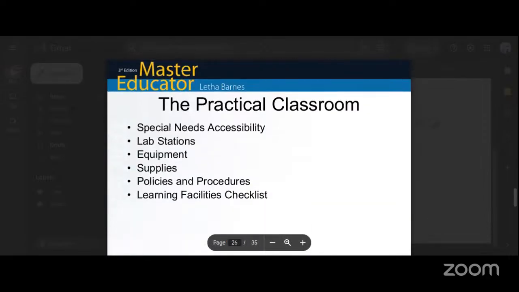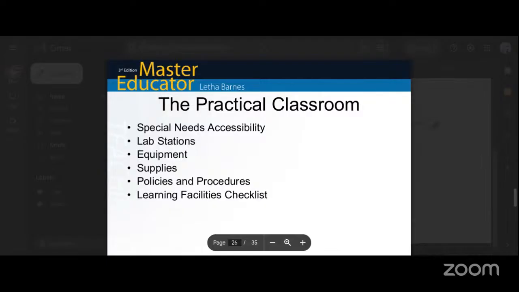Look at the practical classrooms, special needs accessibility. The special needs accessibility would be wheelchair. Someone may have to pull up a chair as they work. That's a special need. Or somebody may have to have a certain type of lighting, certain type of tool. It really depends on what's going on with them. You can't just ask people what their issues are. You want them to be able to come to you. So make sure there's a space of discretion where they can come to you.